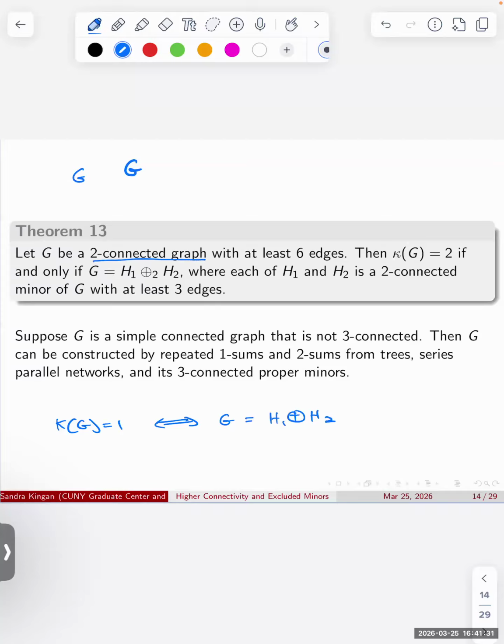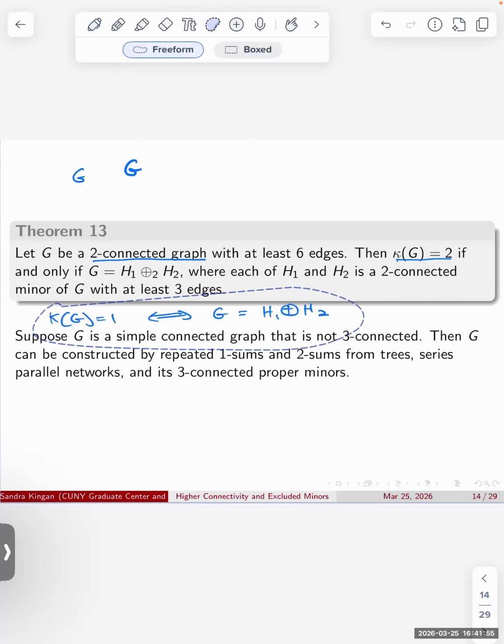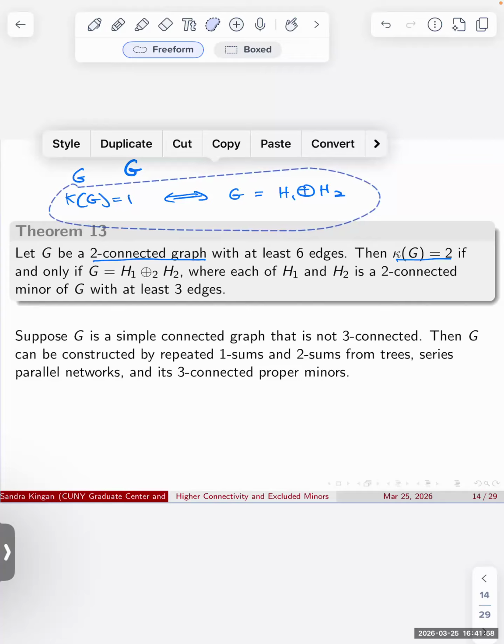And this is now, I believe, the beginning of talk 2. So kappa G is equal to 2 if and only if you can write G as the two sum where each of H1 and H2 is a two-connected minor of G and some conditions on edges. And as a consequence, we can conclude that if G is a simple connected graph that is not three connected, right? So if G is not three connected, then G can be constructed by repeated one sums and two sums from trees, series parallel networks, and its three connected proper minors.